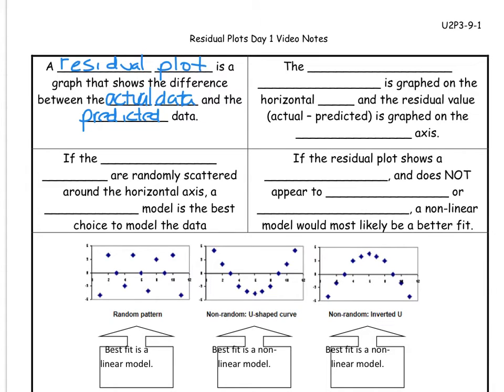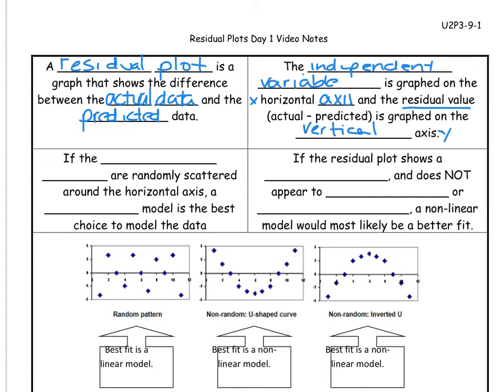The independent variable when we're graphing a residual plot, just like any other graph, is graphed on the horizontal axis, and that's the x-axis, and the residual value, the actual minus the predicted, is graphed on the vertical axis, and that's the y.